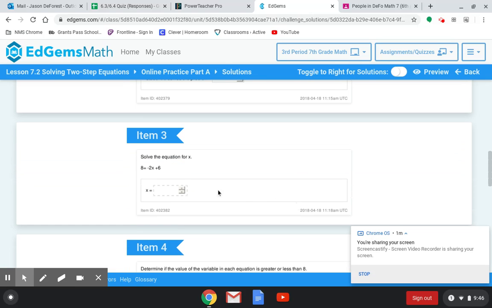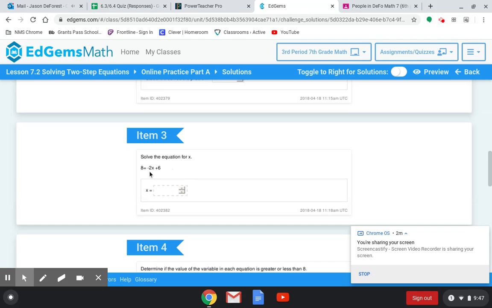Item number 3, solve the equation for x. It says 8 equals negative 2x plus 6. All right, we probably have to add 6, so we're going to do the opposite of that, which is going to be subtracting 6. So now you have 8 minus 6 is 2. 2 equals negative 2x. We divide both sides by negative 2, and 2 divided by negative 2 would be negative 1. I think the answer for that one is going to be negative 1.